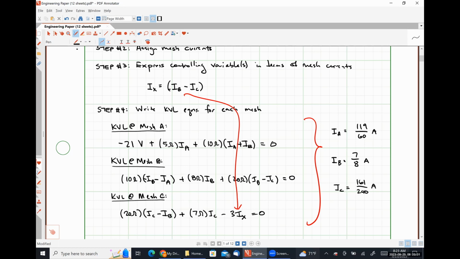I choose to use a clockwise direction because I typically write my KVL equations starting from the bottom left-hand corner and going clockwise around the circuit.